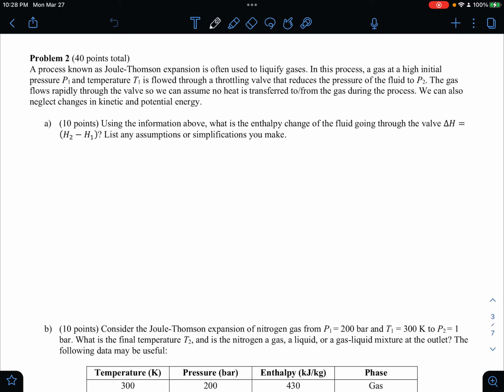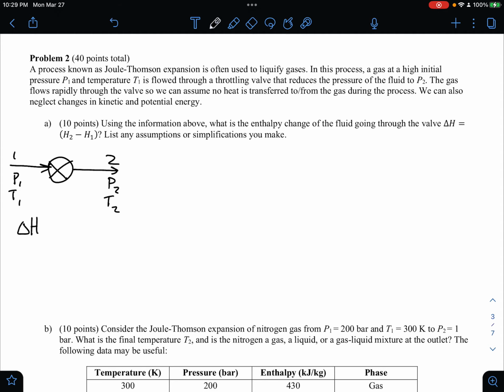So let's draw a picture. I usually draw throttle valves like this, we have state 1 outputting state 2, with P1 and T1, P2, T2, and note that P2 is less than P1. And we need to determine delta H, that's what we're interested in.